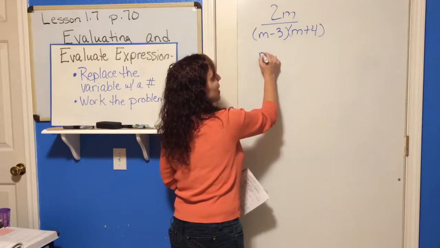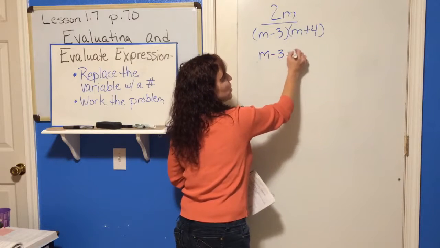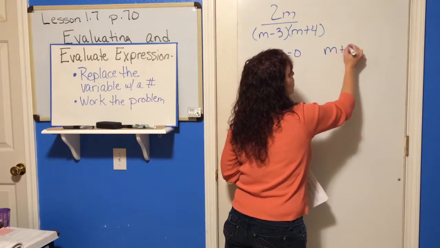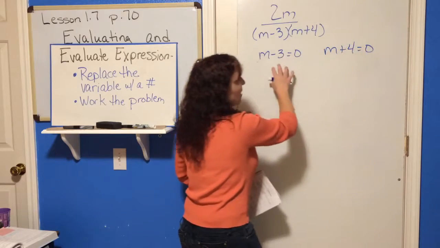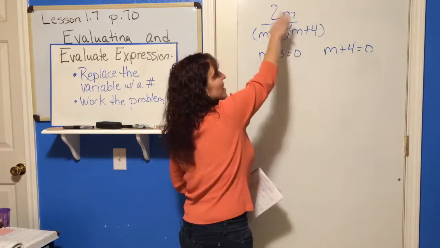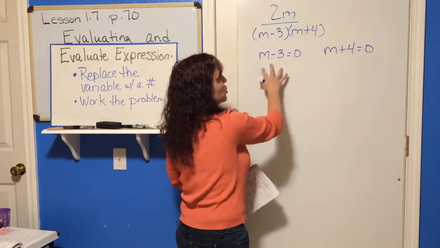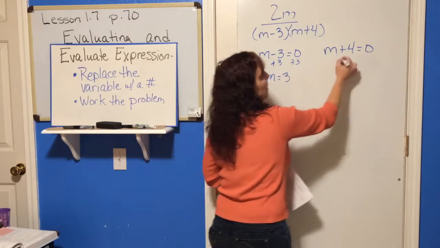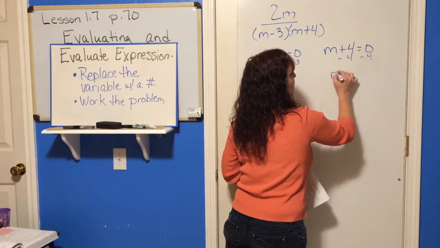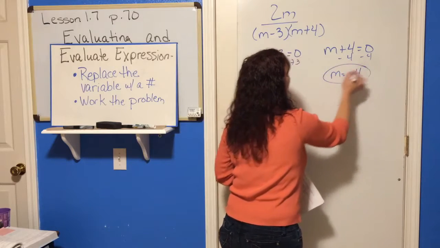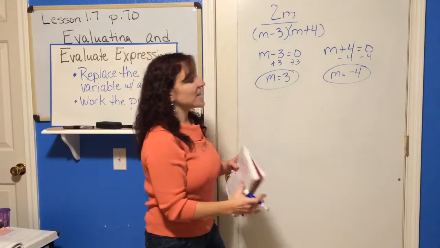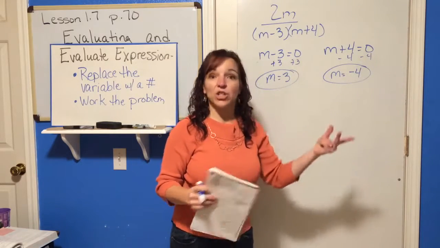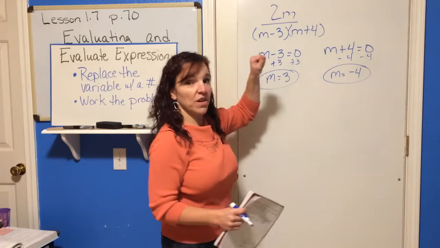So you'll set m minus 3 equal to 0, because that's going to be a non-solution, and m plus 4 equal to 0. If either of these is true, then my answer is undefined. So you're just going to solve for that. Add 3 on both sides. So m equals 3. Subtract 4. M equals negative 4. So if either of these is our solution, then we know it's not actually a real solution, because we're going to end up with an undefined answer.